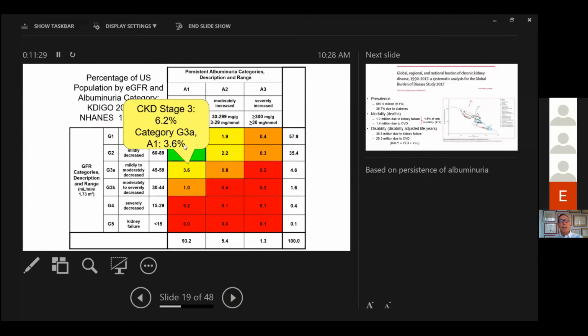There was a debate about the importance of CKD stage 3, which was 6.2% of the population. I think this debate continues, but it's about the importance of category G3A and category A1, which still represents 3.6% of the population, and particularly among the elderly. I continue to feel there's increased risk in this subgroup, and therefore it should be classified as CKD, but there's a very vocal minority of people who disagree.